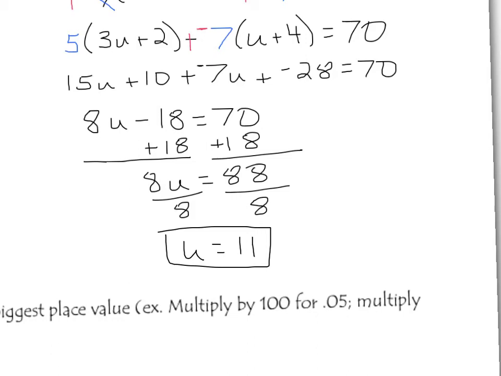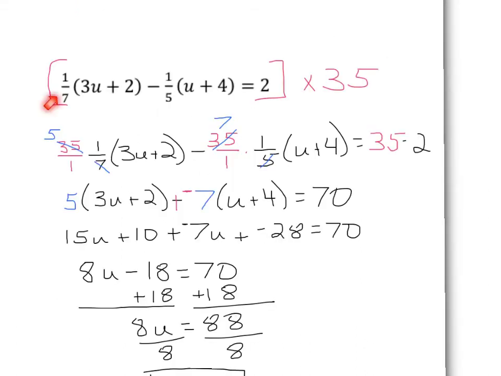So it's important to plug that back into our original equation, and I want to do that with the fractions present. So let's look again at what our original equation is. Here's our original equation, and instead of u, we're going to plug in 11. So I'm going to write it above the equation. We get 1/7 times, and then 3 times 11 is 33 plus 2 minus 1/5 times 11 plus 4 is 15 equals 2. So 33 plus 2 is 35.